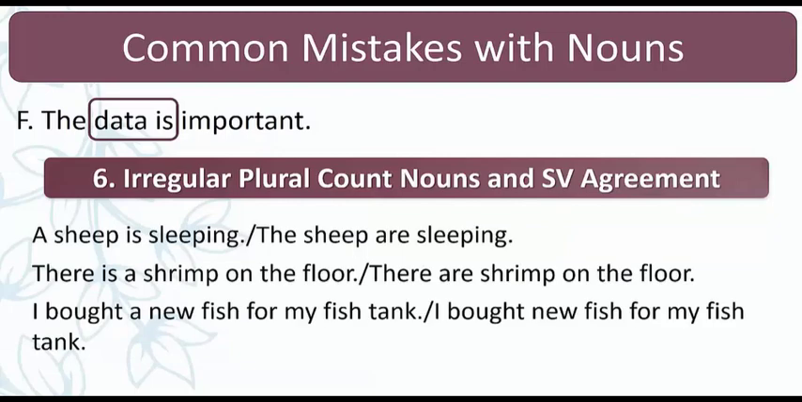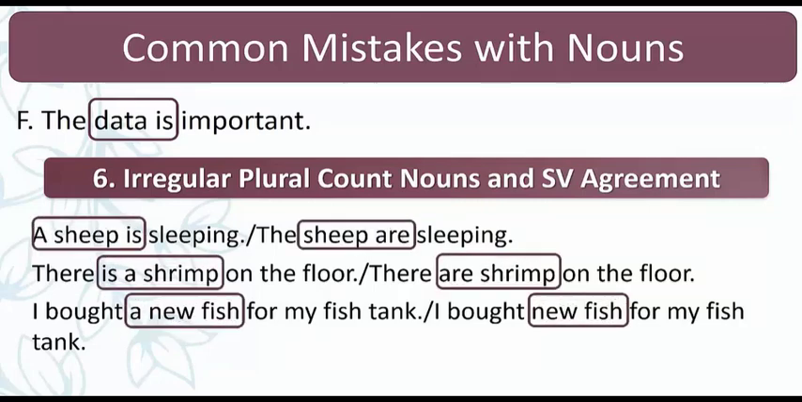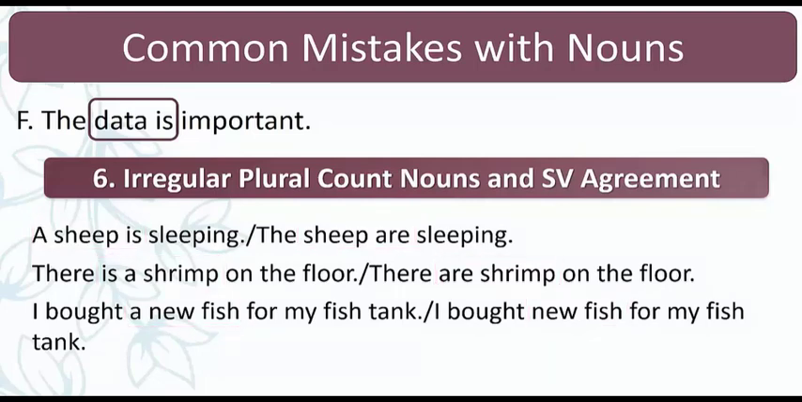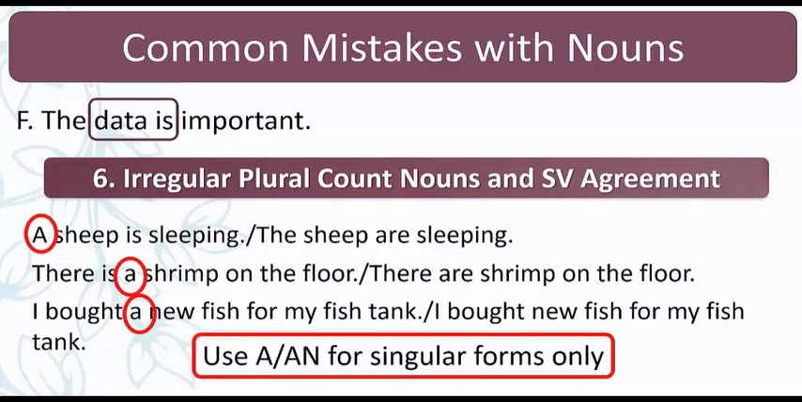Here are some examples with sheep, shrimp, and fish. Because the singular and plural forms are the same, the verb will tell us if we are talking about one or many. A sheep is sleeping. The sheep are sleeping. There is a shrimp on the floor. There are shrimp on the floor. I bought a new fish for my fish tank. I bought new fish for my fish tank. Also remember to use a or an for singular forms only.